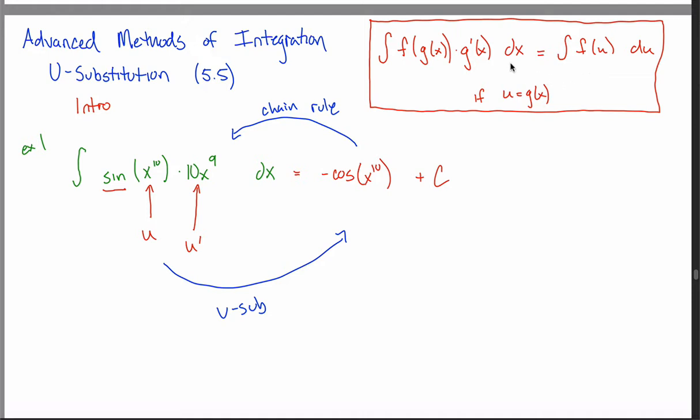Let me try to justify that a little bit. This x is just telling you what your variable of integration is, which is why there's an x here and an x here.